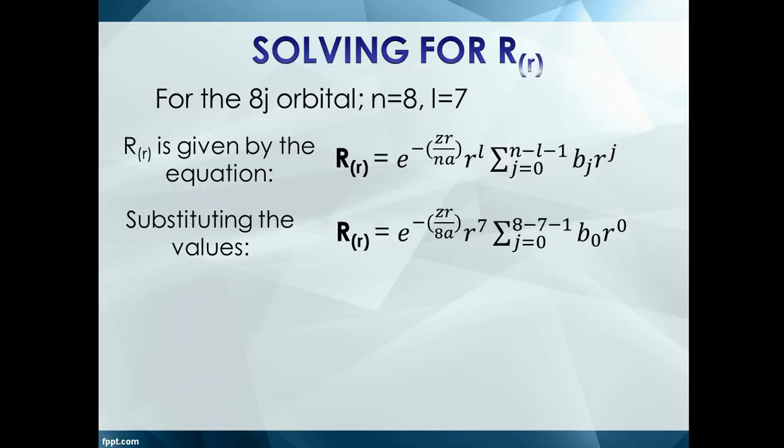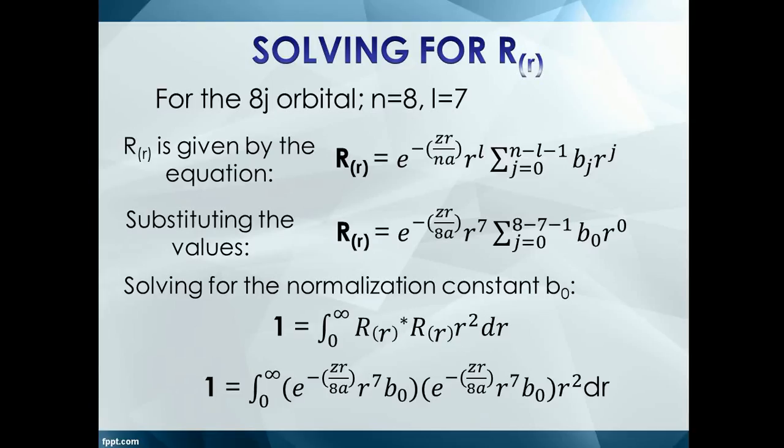Substituting the values for the 8J orbital, we have the radial function equal to e raised to negative Zr over 8a times r raised to 7 with summation of j equals 0 to 8 minus 7 minus 1 of b sub 0 r raised to 0.